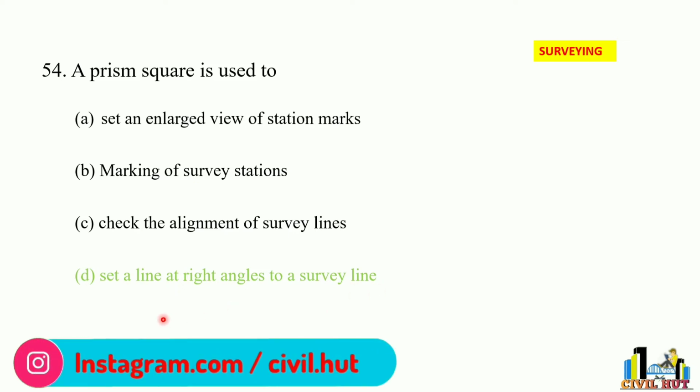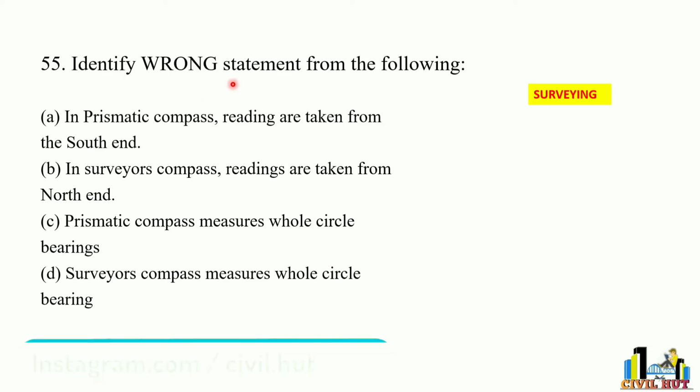Next question is: identify the wrong statement from the following. A. In prismatic compass, readings are taken from south end. B. Surveyor's compass readings are taken from north end. C. Prismatic compass measures whole circle bearing. D. Surveyor's compass measures whole circle bearing. We can see the answer.